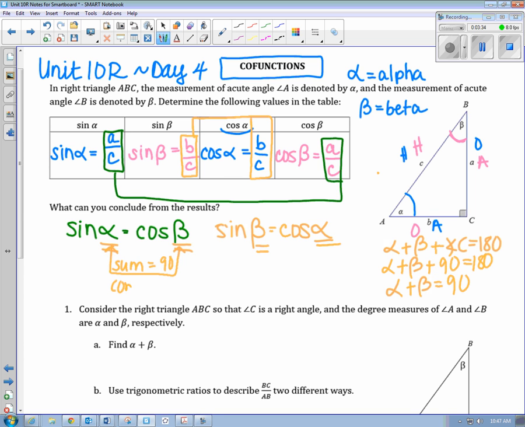Therefore, they are called complementary angles, a word that you've heard numerous times in the past. Same thing over here. Beta plus alpha, those two angles have a sum equal to 90 degrees. They are complementary as well.